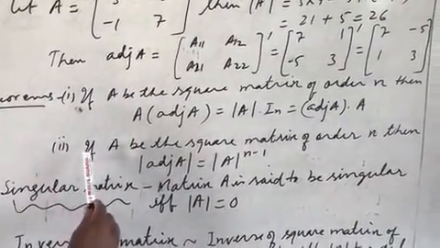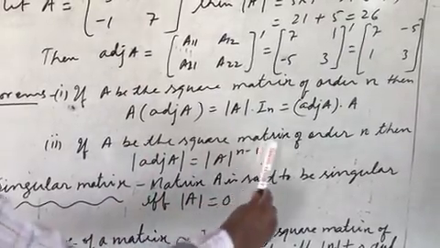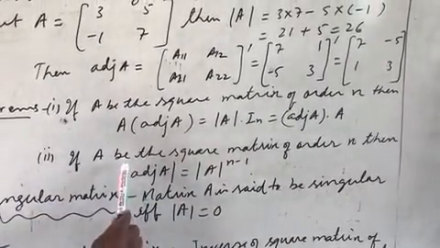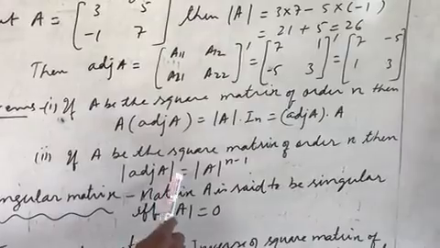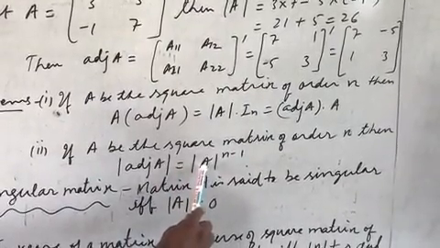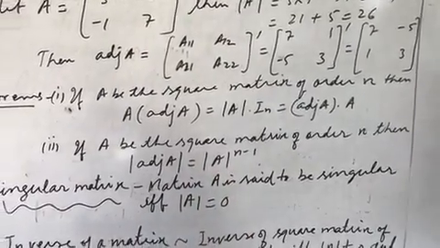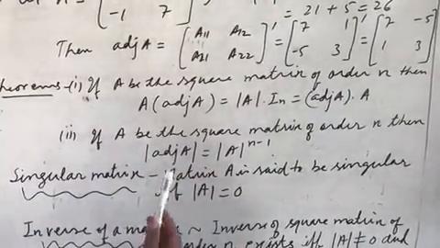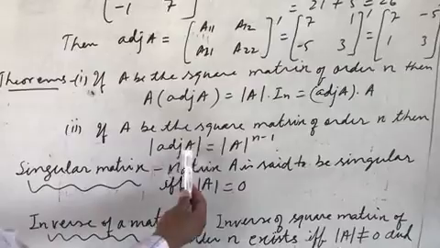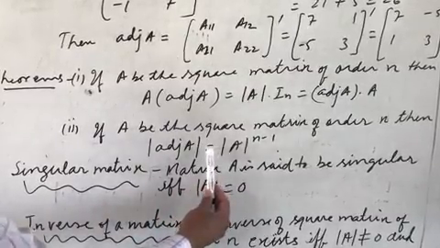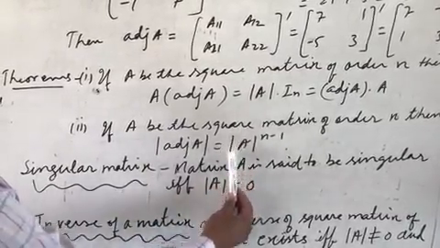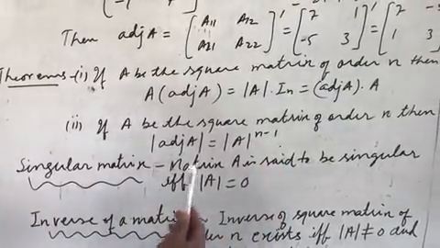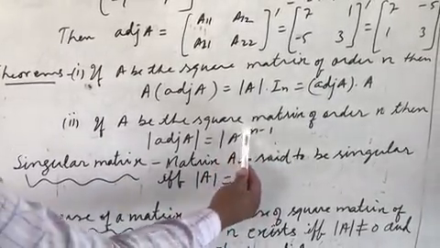Second, if A is a square matrix of order n, then the determinant of adjoint of A is equal to determinant of A to the power n minus 1. For example, if A is a square matrix of order 3 by 3, then the determinant of adjoint of A will be equal to determinant of A to the power 2, because n is 3 here, so 3 minus 1 is 2.